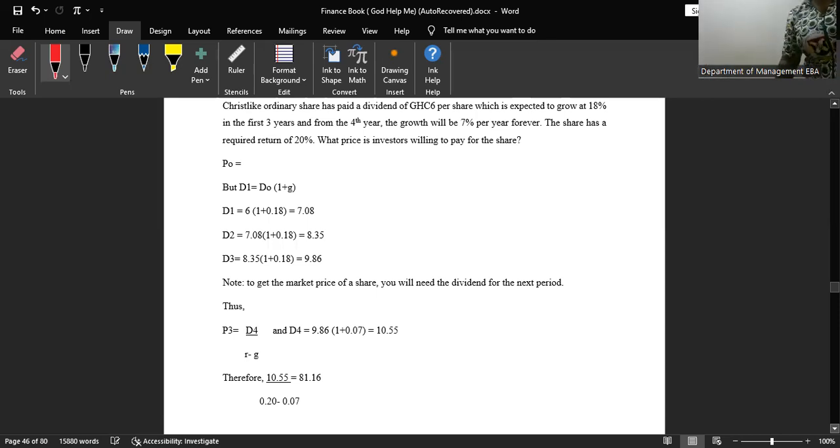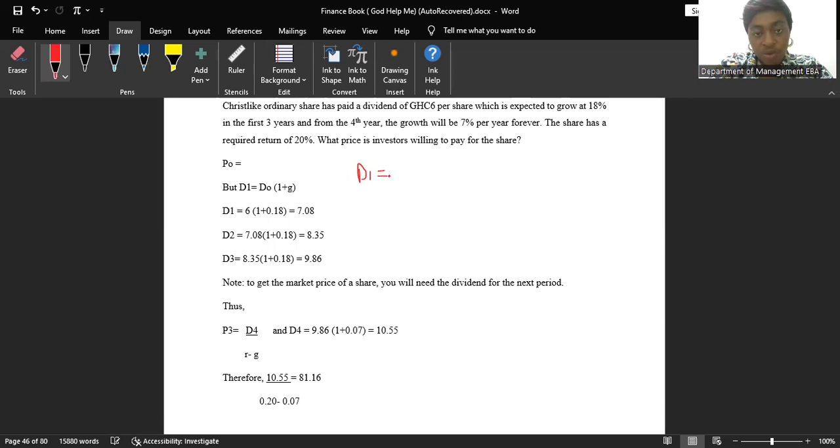So we are going to grow it one by one. So let's see. For the first year, we want to get the first dividend, D1. That will be equal to 2 into brackets 1 plus 10. Okay.